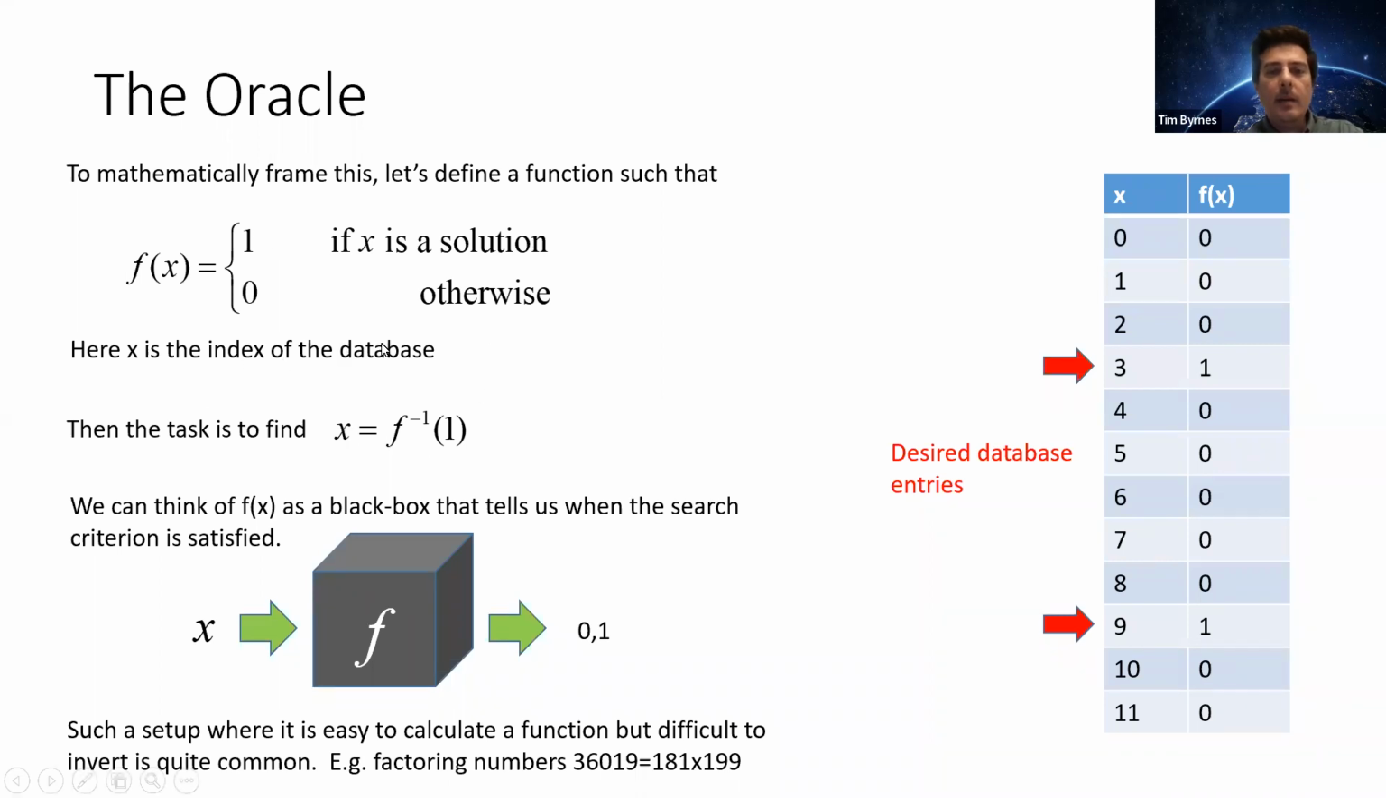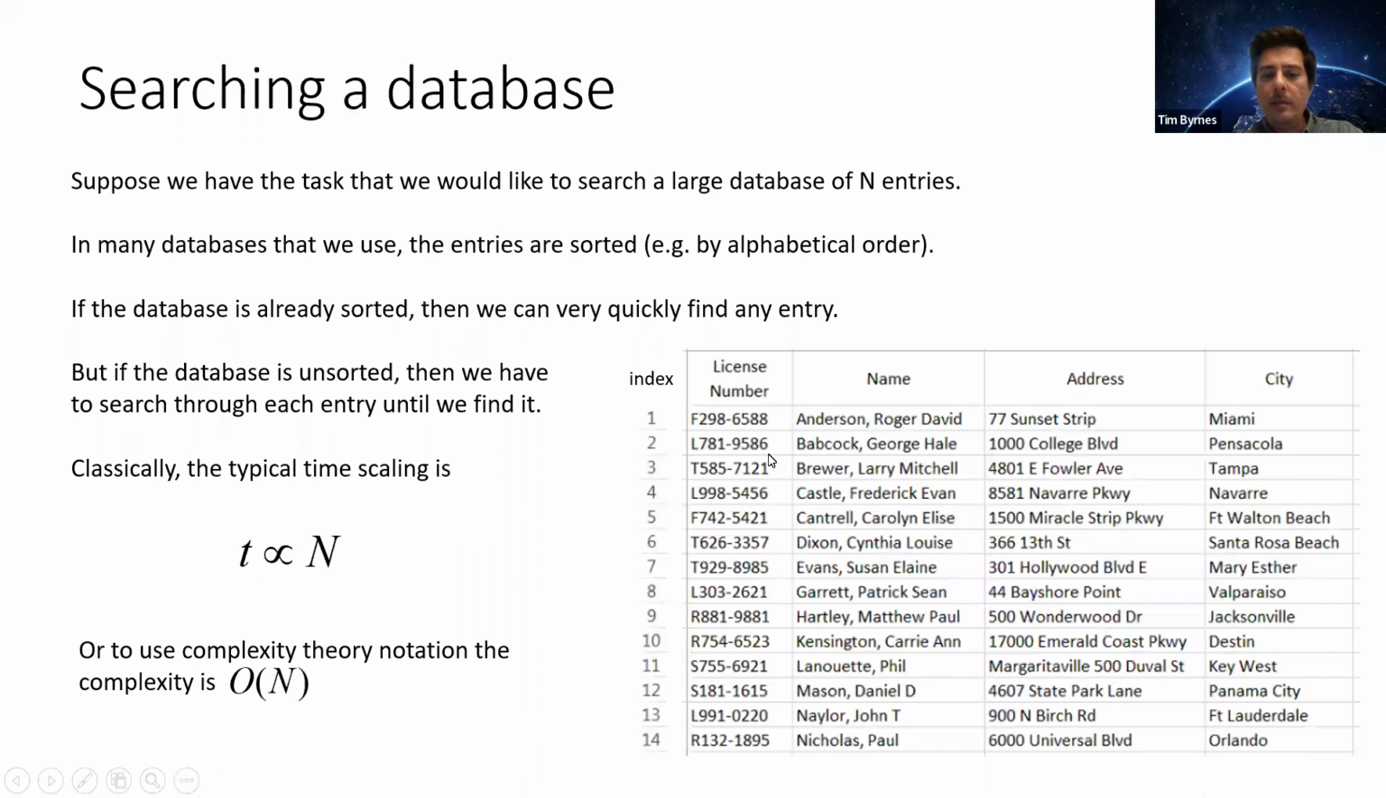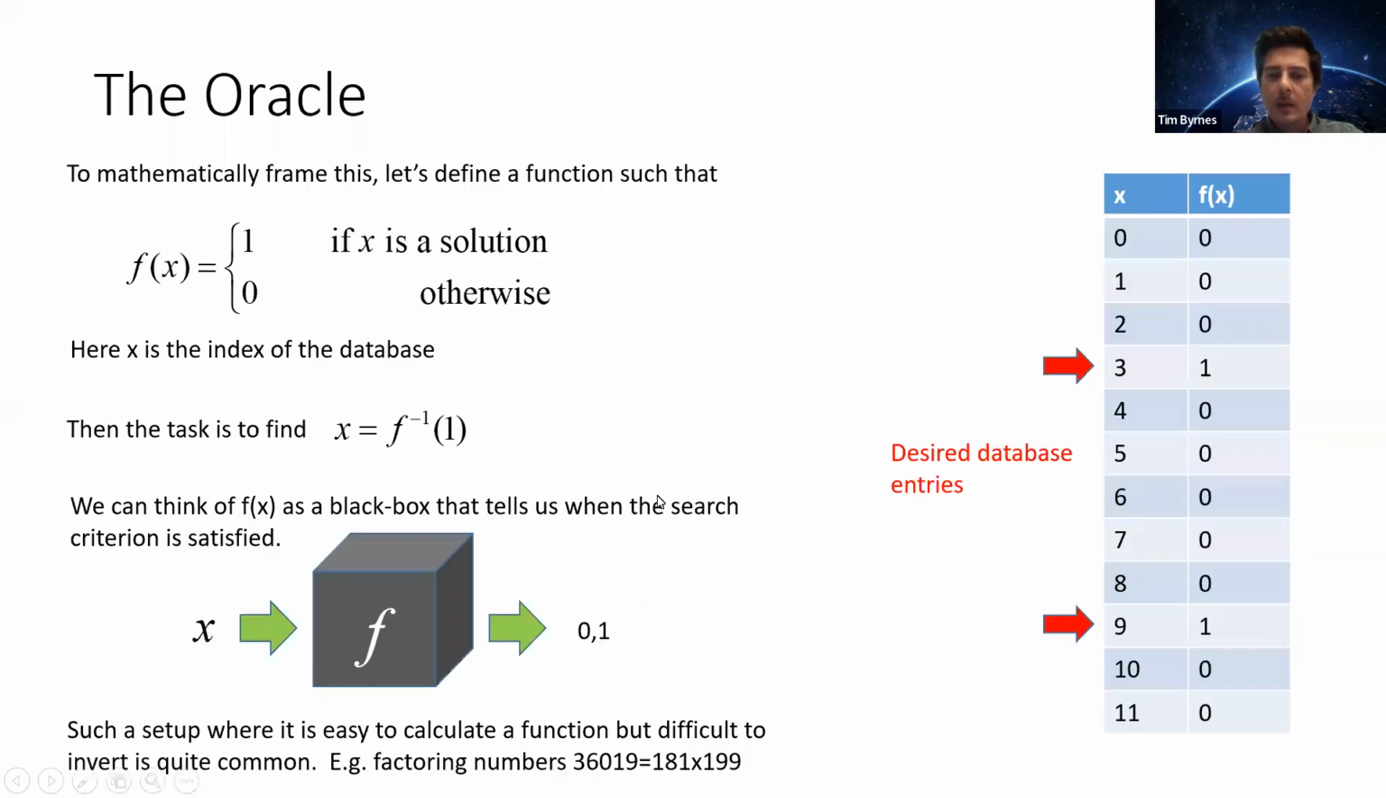And then what we're trying to do here is, of course, find which ones are the solutions, right? So the aim here is, okay, you want to find which of the people with 6 as the last digit in their license number. So the answer is 2 and 4.